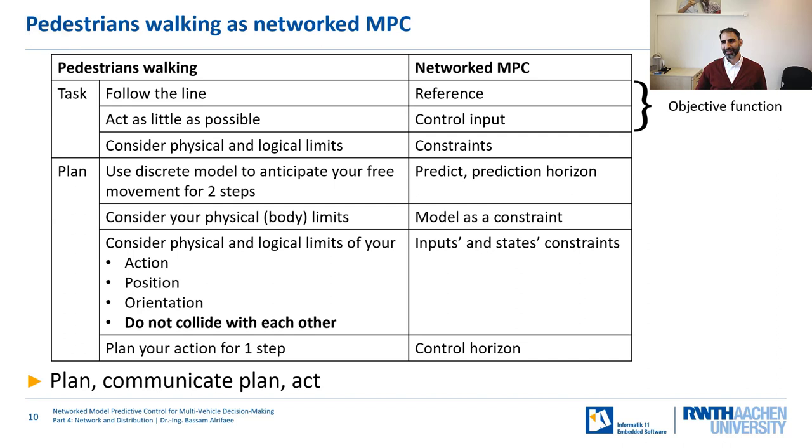So here again, our lovely example of pedestrians, but now network thinking, not pedestrians walking, but pedestrians walking as networked MPC and not anymore as MPC, but as networked MPC. The task for every pedestrian: follow the line means reference. You know it from MPC. Act as little as possible is the control input. You know it. Consider physical and logical limits, other constraints. Yeah, the plan, use discrete model to anticipate your movement for two steps. Here for simplicity, I changed the five steps to two steps, just for simplicity.